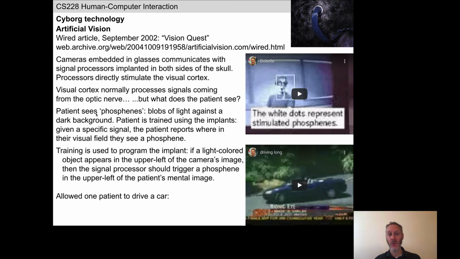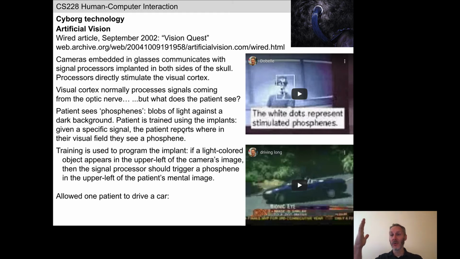Most patients report seeing phosphenes. So if on a very bright day outside you suddenly close your eyes, you'll see those floating blobs of bright light against the dark background of the inside of the lids of your eyes. That's what patients report seeing. So the patient is trained using the implant so that given a specific signal from the outside world, the patient reports where in their visual field they see a phosphene.